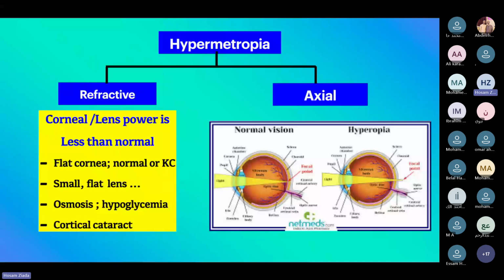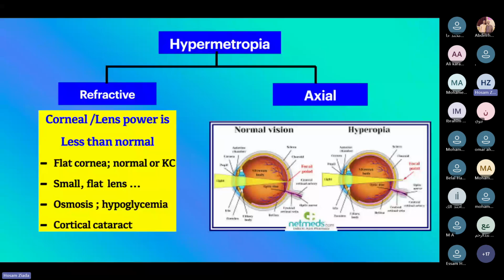Hypermetropia is the reverse. Our brother said that we will use the concave lens in myopia, so in hypermetropia we will use the convex lens. Hypermetropia means the light rays are divergent, so I need to converge them. So I will use a convergent lens, and a convergent lens is a convex lens.